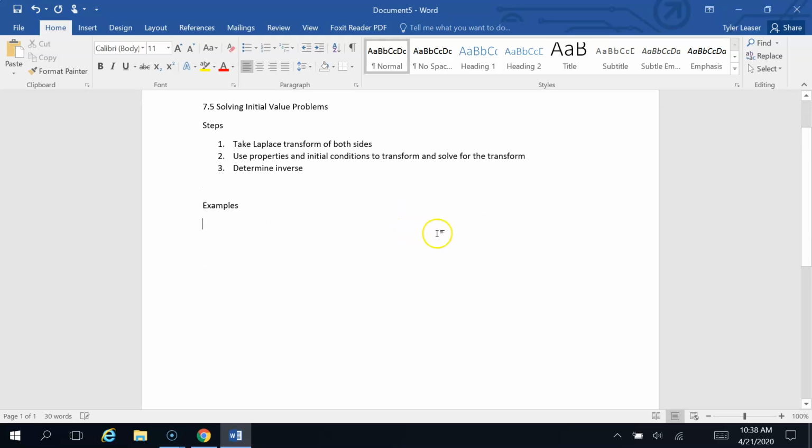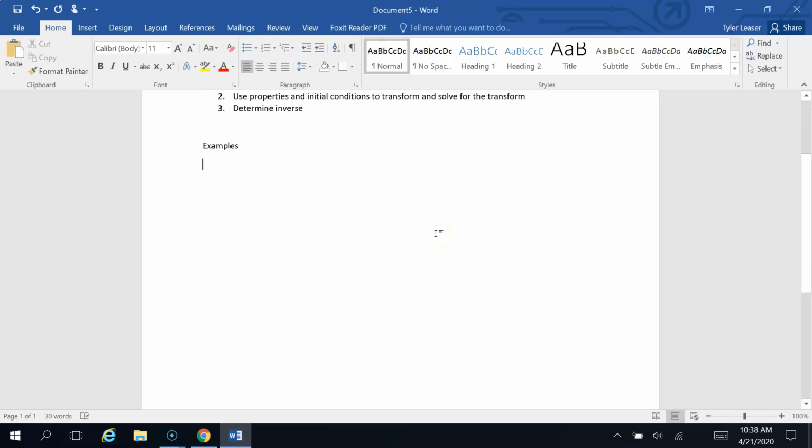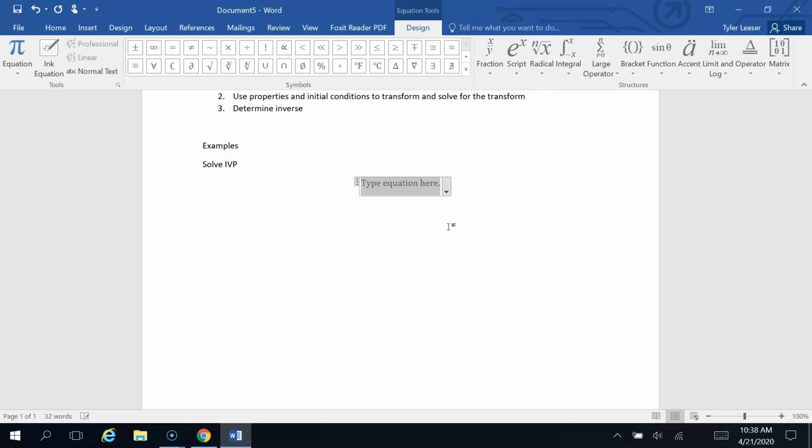So we're going to start off with easy examples, ones that we could have solved using other methods, and then we'll get into more complicated ones where only the Laplace transformation can solve it. All right, so solve the initial value problem, y double prime minus 2y prime plus 5y is equal to negative 8 e to the negative t with initial conditions y of 0 is equal to 2, y prime of 0 is equal to 12.